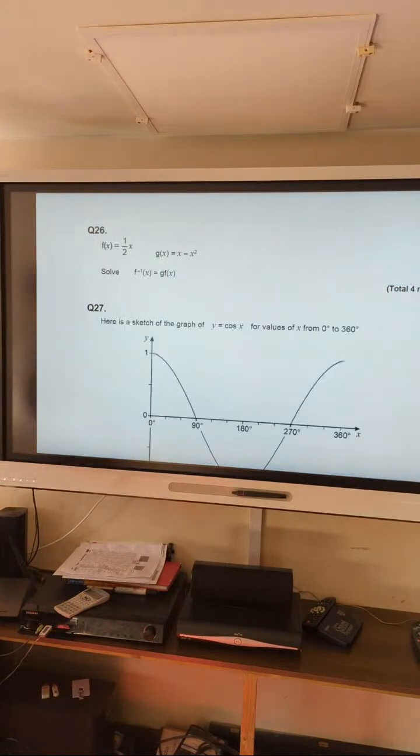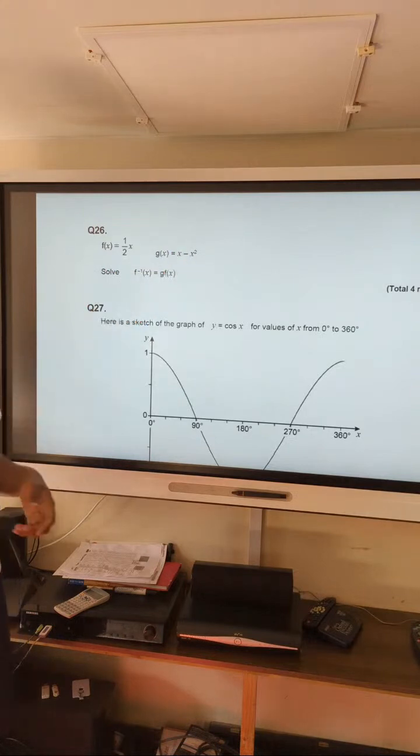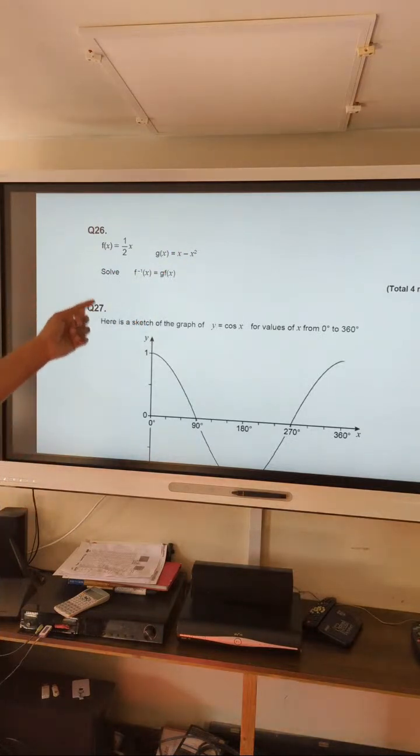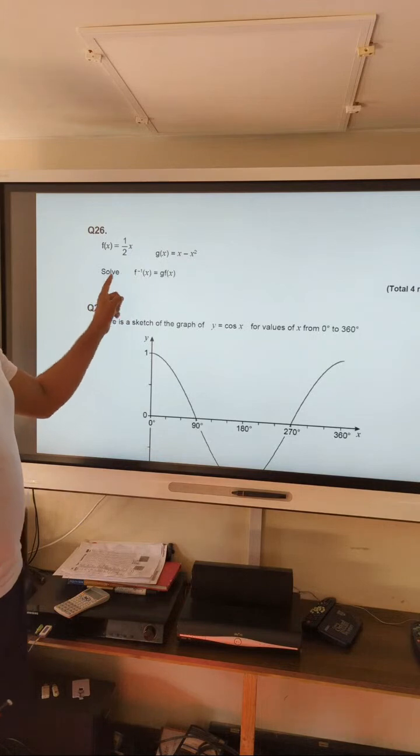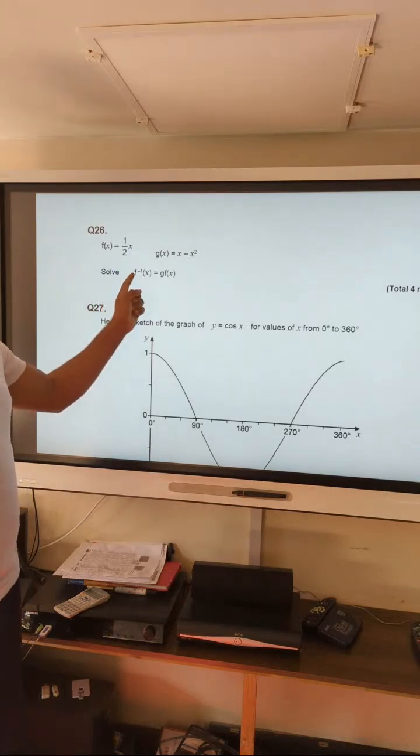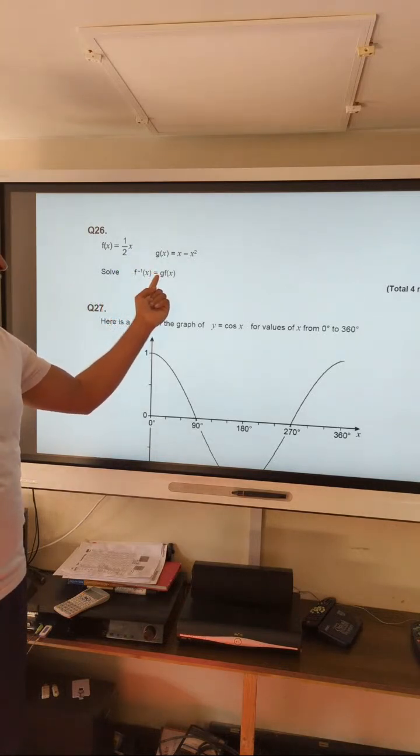Alright, here's your question 26. Who wanted to see me doing question 26? So question 26 here, you got f of x is half x, and g of x is equal to x minus x squared. I was actually helping someone with that question in the after school revision session of the day. Solve inverse f of x equal to g of f of x.